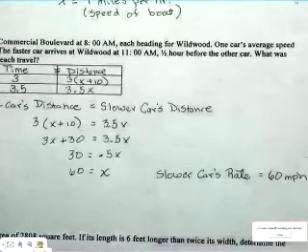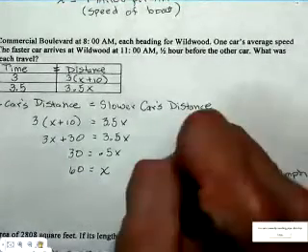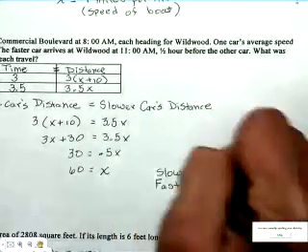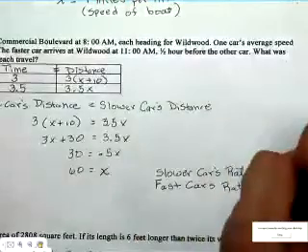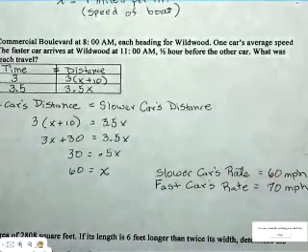It didn't just ask us for the slow car's rate. It said, what's the rate of each car? So the fast car's rate is what? 10 more than that is 70 miles an hour. And then we're asked, how far did each travel?